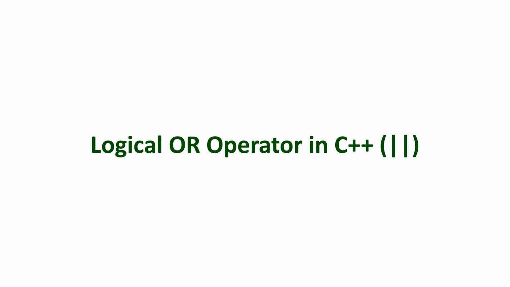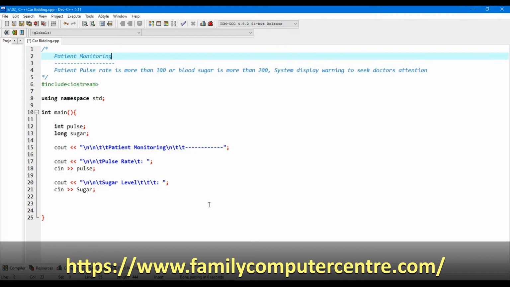In this video, we are going to discuss the logical OR operator in C++. So we are going to write the program for a patient monitoring system. In this patient monitoring system, we need to read the pulse rate of the patient in a minute. If it is more than 100 or blood sugar is more than 200, then the system should display the warning: seek doctor attention. Otherwise, the system should show a stable patient.